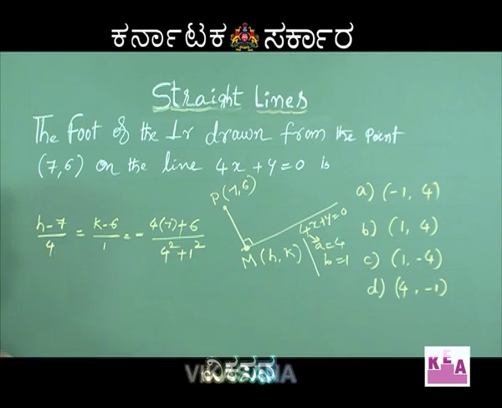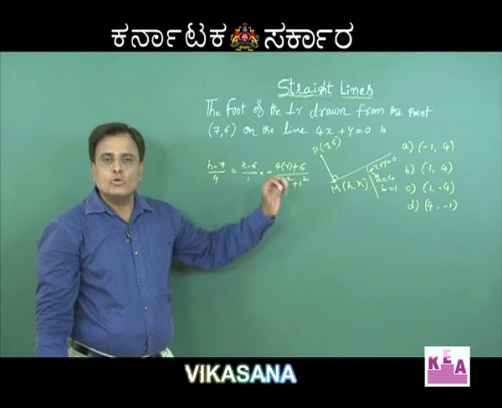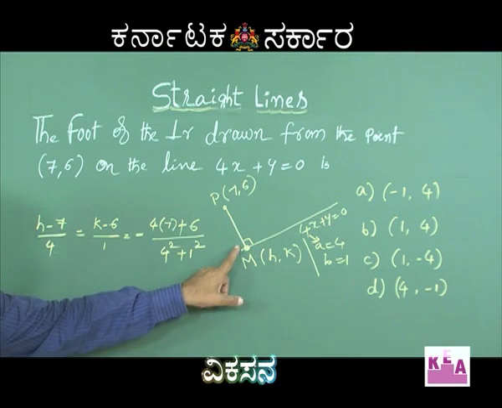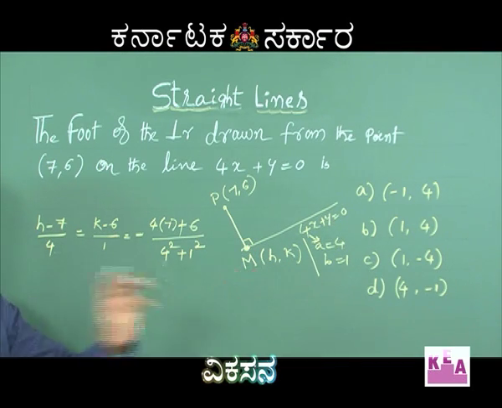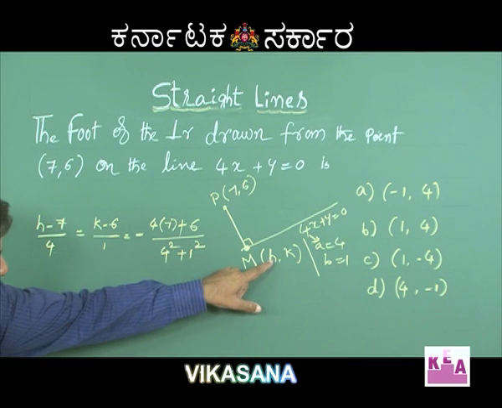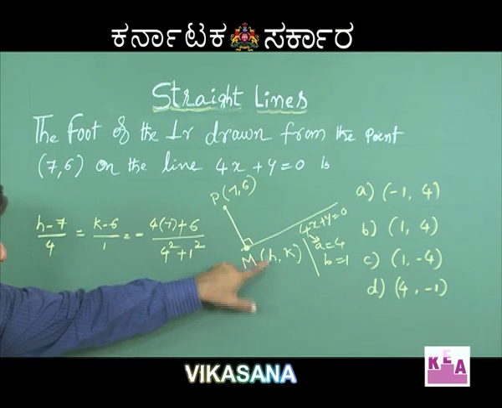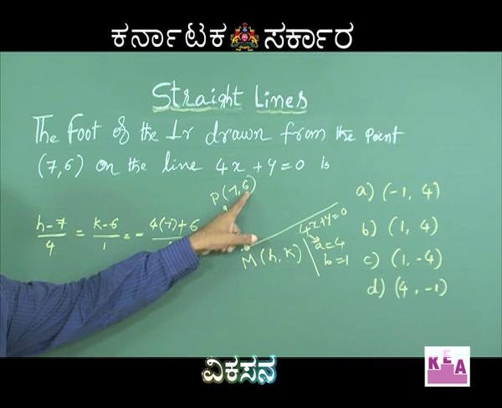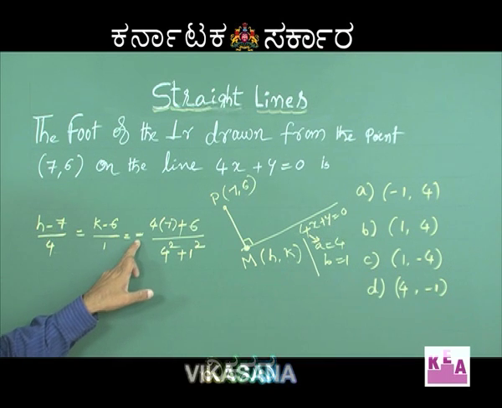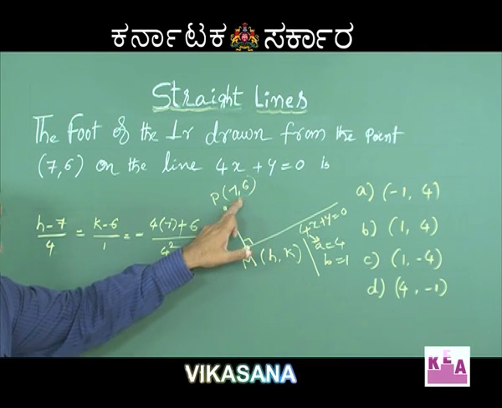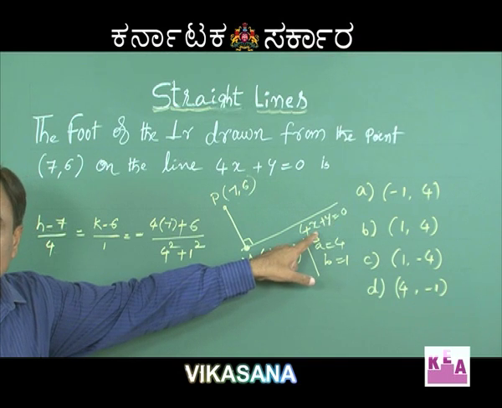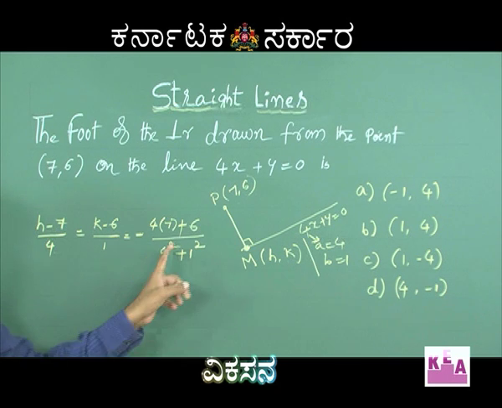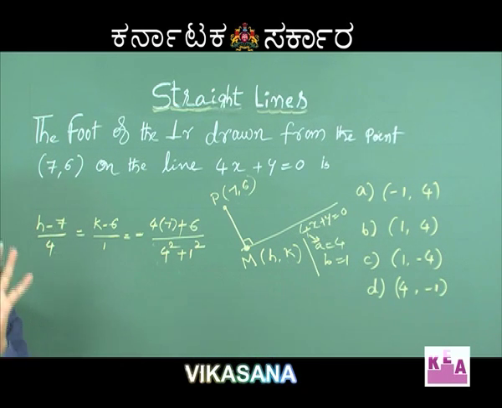I will tell you this rule once again, to find out the coordinates of the foot of the perpendicular. Right now we have assumed that the coordinates of the foot of the perpendicular are h, k. So write first h minus 7, that is subtraction of these two, divided by a is equal to k minus 6 divided by b is equal to minus of, substitute the given point coordinates on LHS of the given equation, that is 4 into 7 plus 6, divided by a square plus b square without square root.